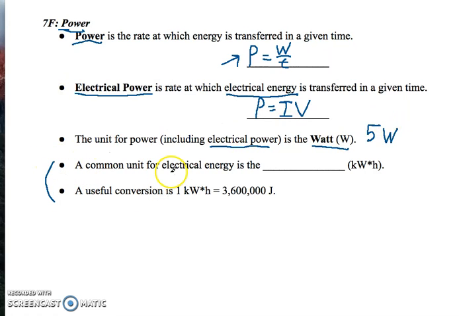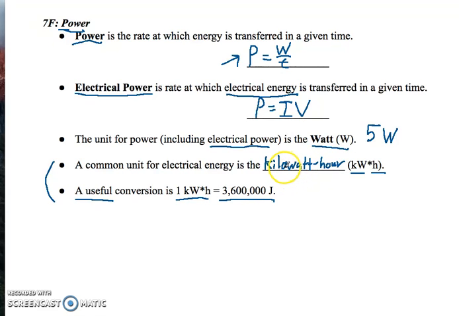Next, a common unit for electrical energy. We can use the joule, but another common one you'll see out in the world is the kilowatt-hour, abbreviated kW times h. The kilowatt-hour is just another unit for energy, specifically electrical energy. Joules are valid always, but the kilowatt-hour you'll see sometimes for electricity. The conversion is 1 kilowatt-hour is 3,600,000 joules. So 1 kilowatt-hour is a very large amount of joules.